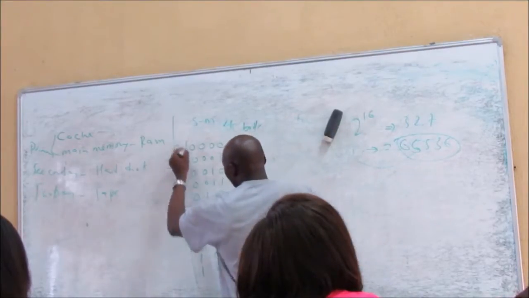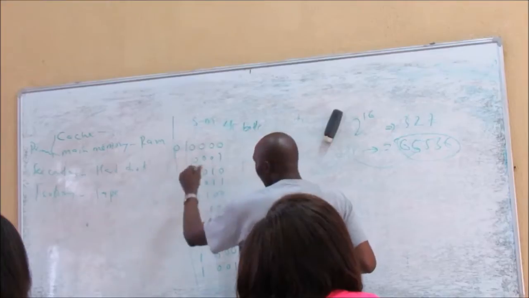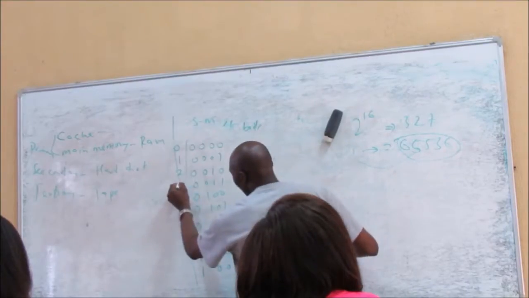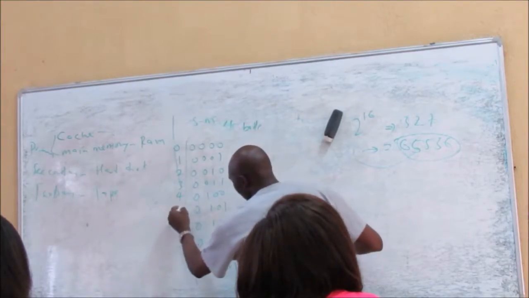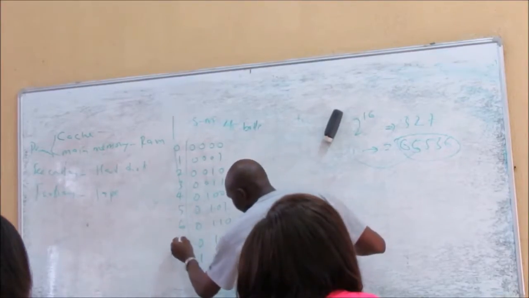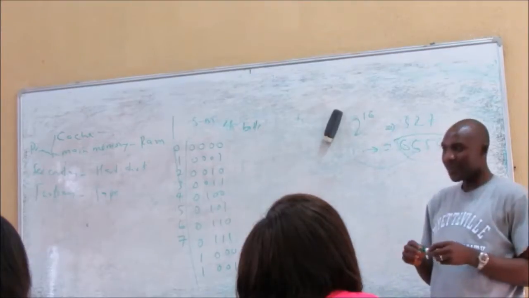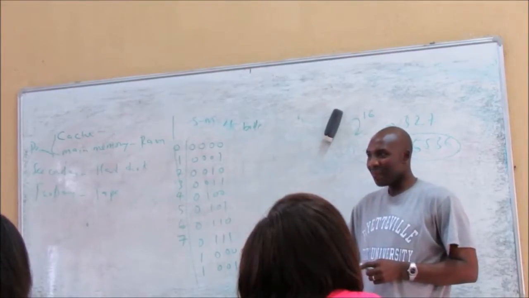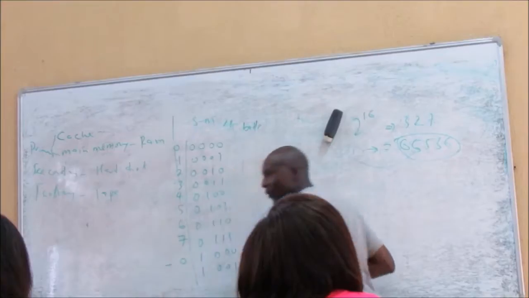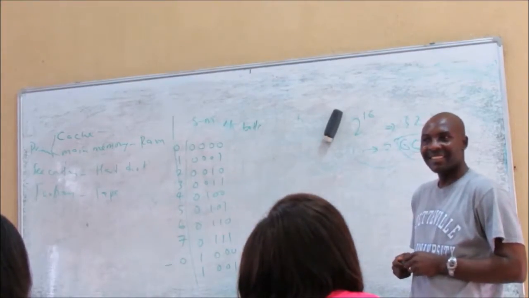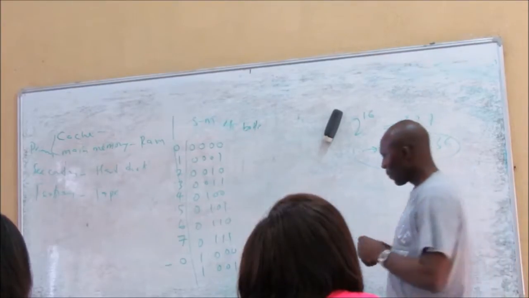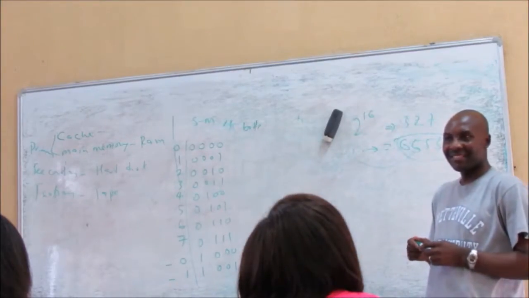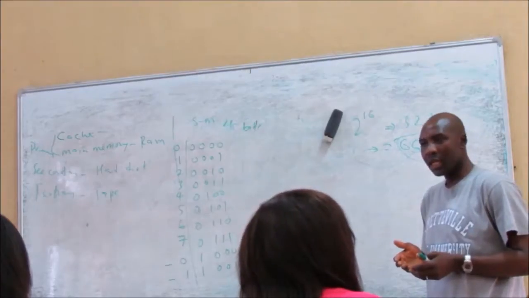Is this 0? This is 0 now. This is 1. Okay? This is number 2. This is 3. This is 4. This is 5. This is 6. This is 7. What is this? Huh? This is what? Minus 0. It's not 8. I get it now. This is what? Minus 1. You understand?